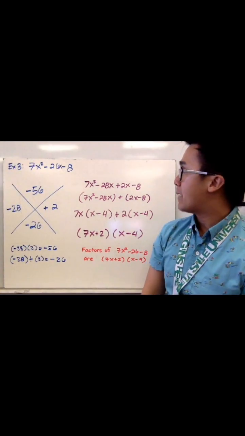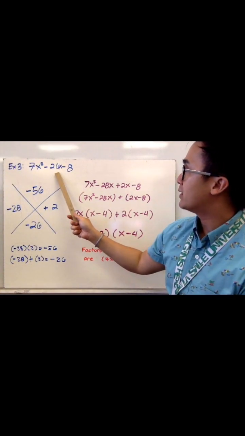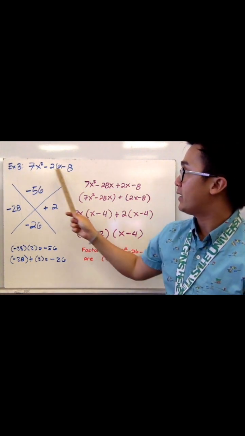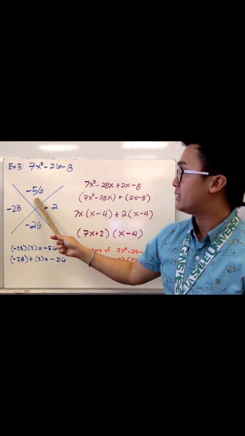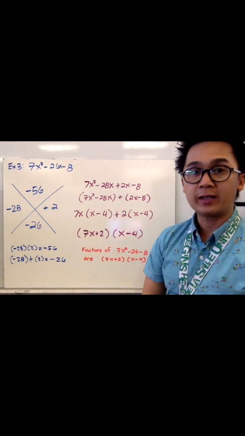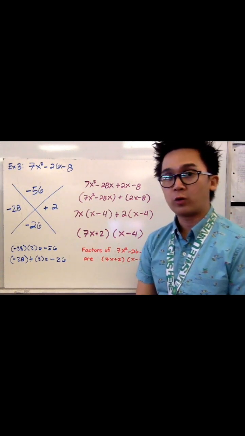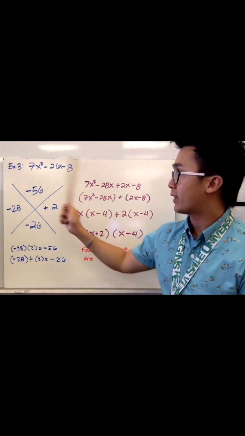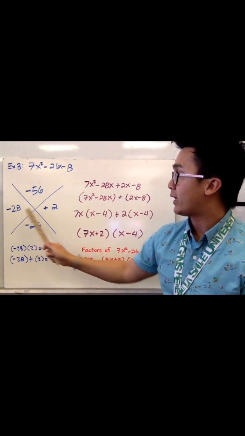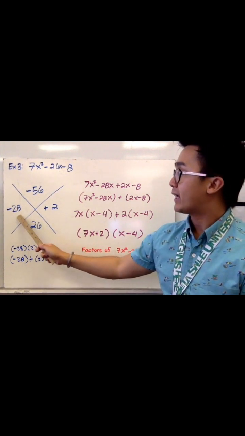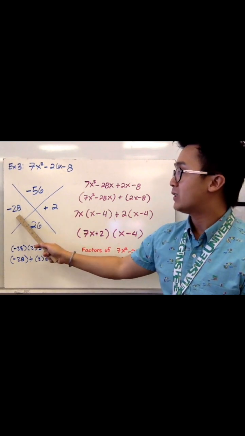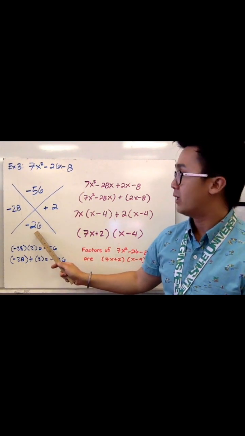And now for our third example, we have 7x squared minus 26x minus 8. So just like what we did before, we're going to multiply 7 and negative 8, which is negative 56. And we'll use the middle term, which is negative 26, as our guide to find the perfect factors that we're looking for that will match our quadratic equation. And in this case, the numbers that we are looking for will be negative 28 and positive 2, because negative 28 times positive 2 is negative 56, and negative 28 plus 2 is negative 26.